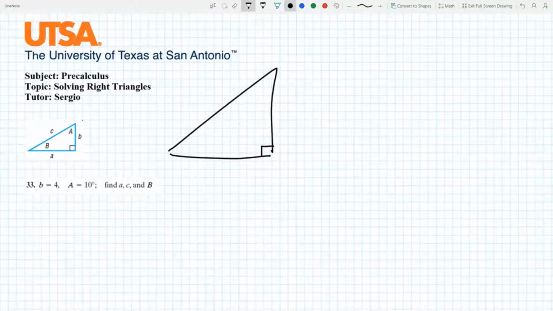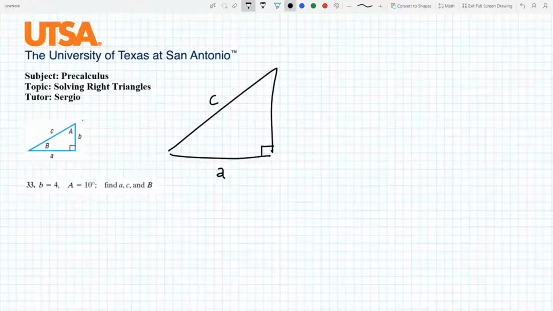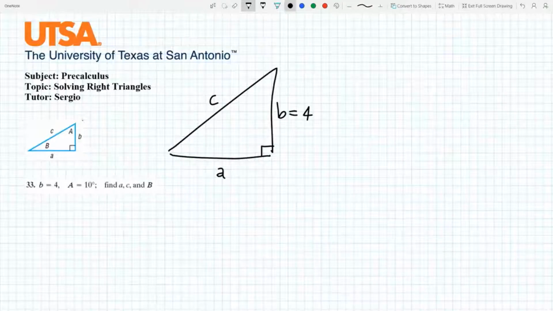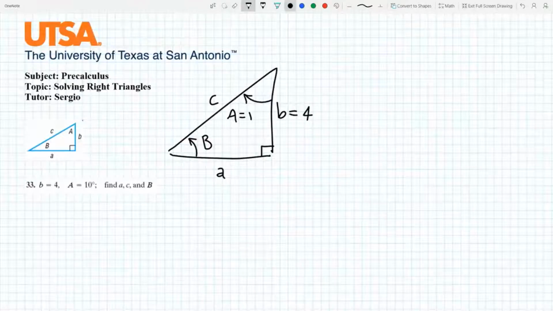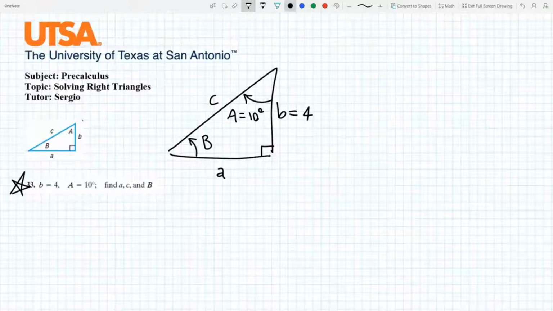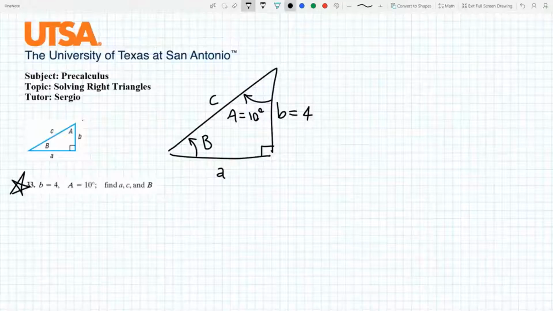Here is the 90-degree angle, right here, this square, and we are trying to find side A and the hypotenuse C. We know the value of B is equal to 4, and we are also trying to find the angle capital B, and we know the angle capital A is equal to 10 degrees by the problem statement written over here. Pause for just a while and try to see if you can find the value of A, C, and capital B.